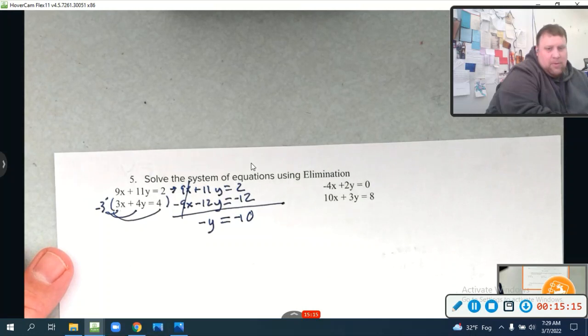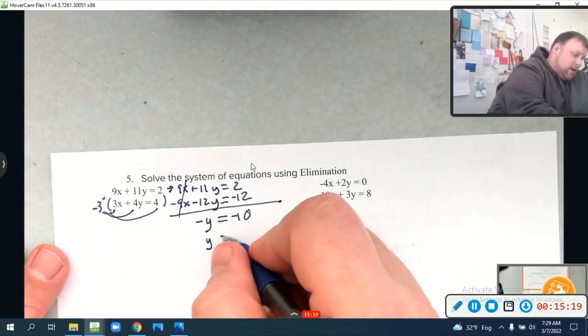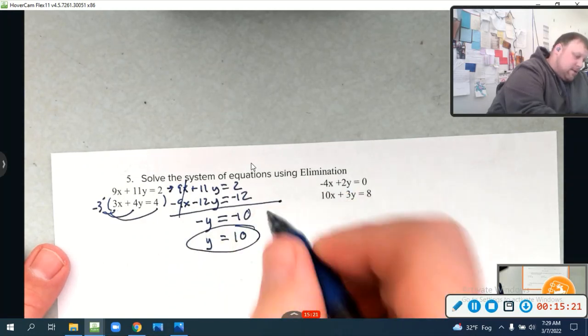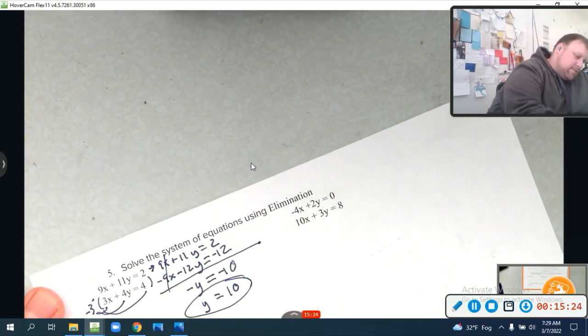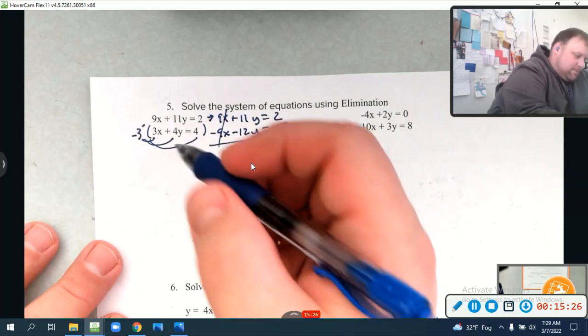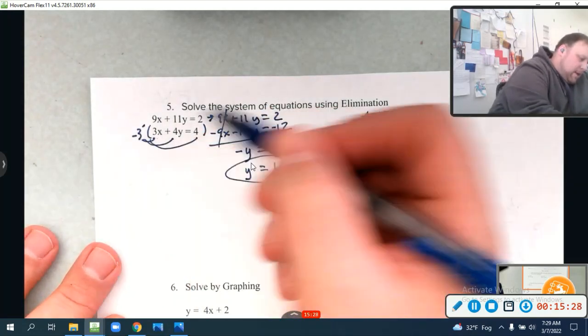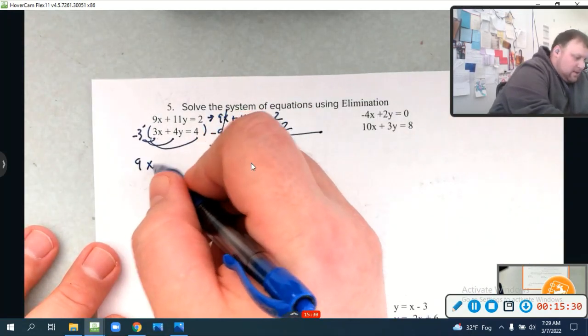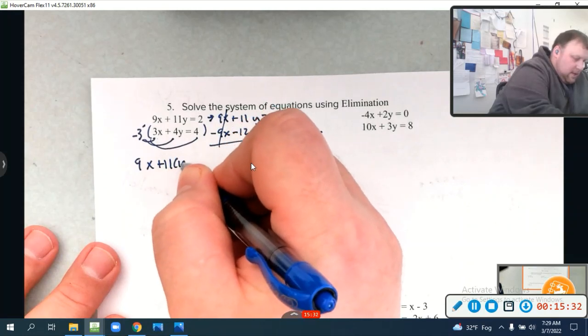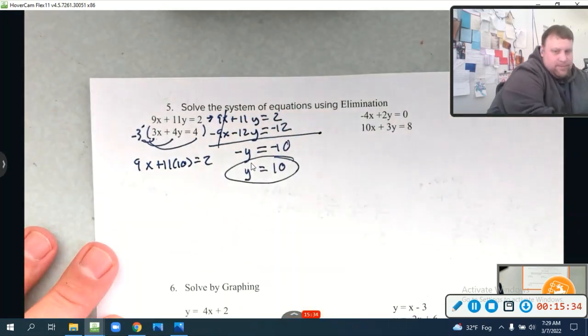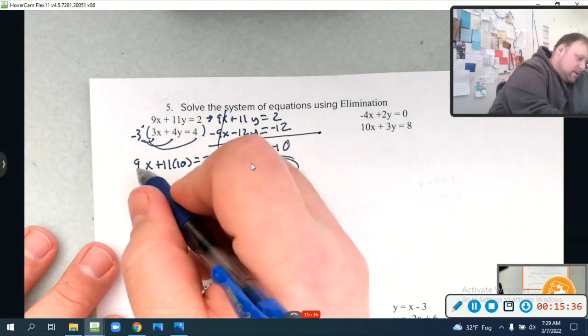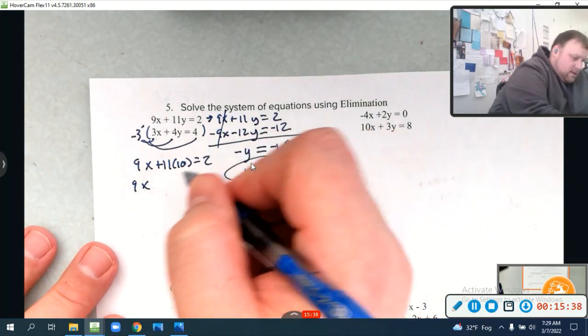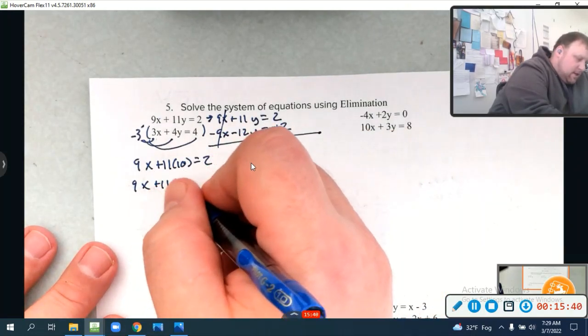Now go with me. We can multiply both sides by negative 1 to realize if negative y equals negative 10, positive y equals positive 10. And let's plug that in. Okay, so I'm going to plug it in right here. To the top, I'm going to have 9x plus 11 times 10 equals 2. So 9x plus 110 equals 2.